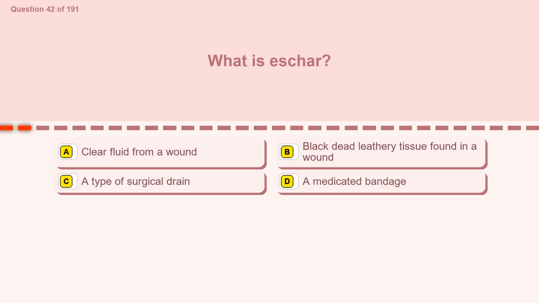Question 42. What is eschar? Option A. Clear fluid from a wound. Option B. Black, dead, leathery tissue found in a wound. Option C. A type of surgical drain. Option D. A medicated bandage.